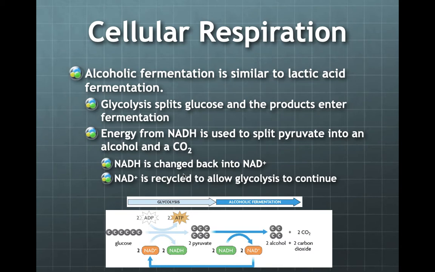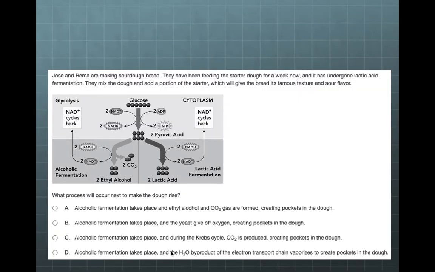So alcoholic fermentation is similar to lactic acid, just going to occur in different organisms, and glycolysis splits glucose into 2 pyruvate like we did last time. This time, instead of making lactic acid, we're making 2-carbon molecules called alcohol and 2 carbon dioxides. NAD plus is going to recycle back in the cytoplasm, so this cycle can keep going. And here's an example for you as well again.